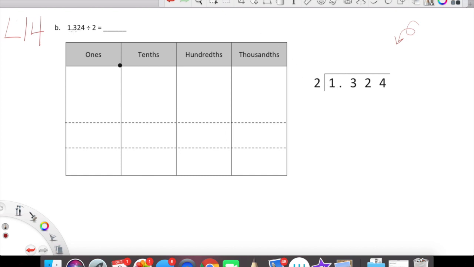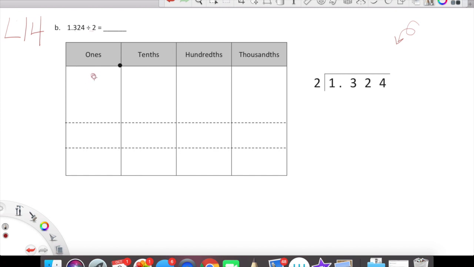We're looking at 1.324, or 1 and 324 thousandths, divided by 2. It is so important that we set up the problems the correct way. 1 and 324 thousandths is being divided by 2. This number is being divided by this number. Whatever is being divided lives inside this little house of division. Okay, so please pay special attention to that.